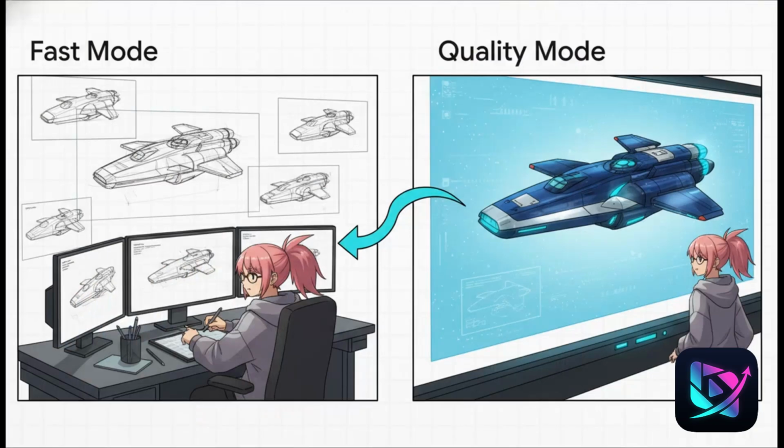The fix here is super simple. Just prototype with the fast modes. Most platforms have these modes that are specifically designed for quick, low-cost iteration. You can spit out a bunch of ideas in a fraction of the time and for a fraction of the cost. Get your concept locked in using a fast draft mode, and then spend the credits to render out that final version in the highest quality possible.